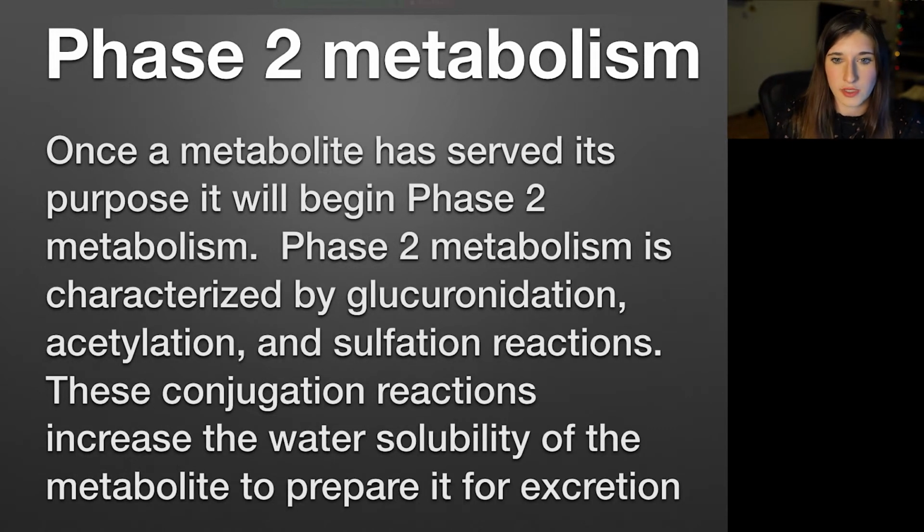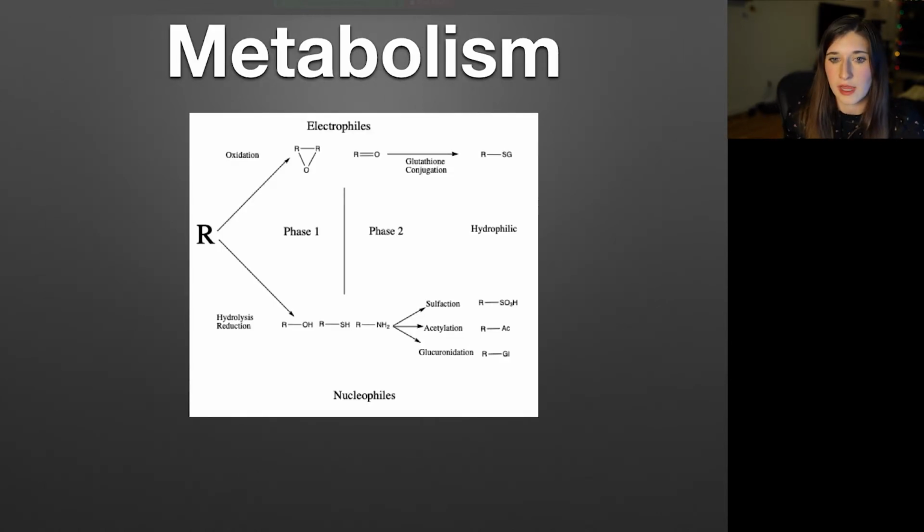Once a drug is done with its phase one metabolism, it'll enter phase two. Once the metabolite has served its purpose, phase two metabolism will begin. During this stage of metabolism, the drug will be affected by glucuronidation, acetylation, and sulfation reactions. These are conjugation reactions that increase water solubility even more to prepare the metabolite for excretion because, as you know, especially through the renal system, most of what's excreted is urine. So you need the drug to be very water soluble. It'll pass through into the bladder and into the urinary system.